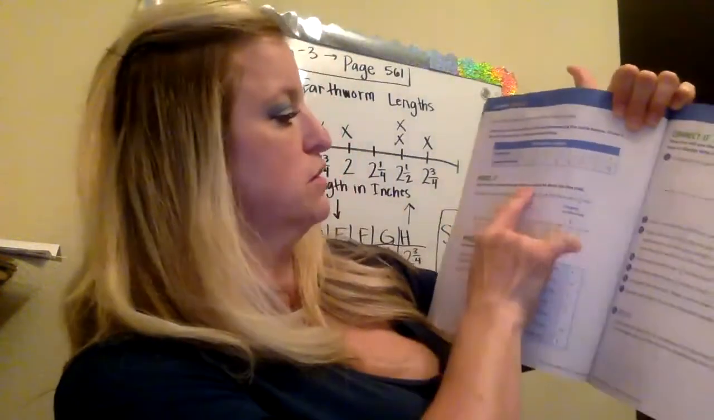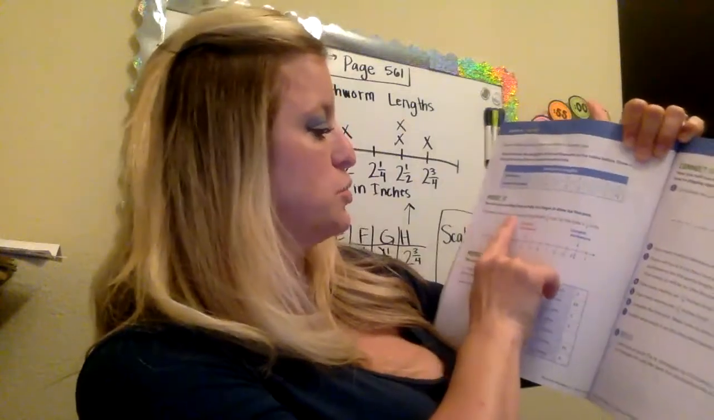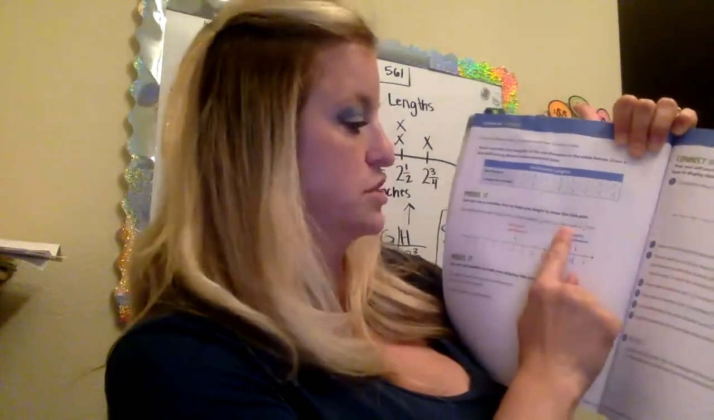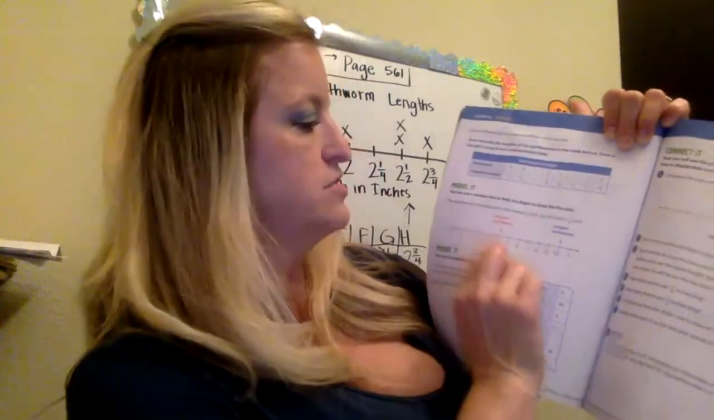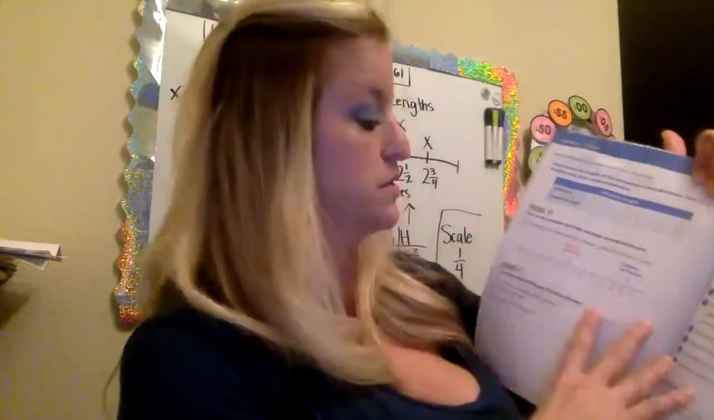You can use a model number line to help you begin to draw the line plot. The earthworms are measured to the nearest 1/4 inch. So the scale is 1/4 inch. If they had been only halves and there wasn't any fourths, then our scale would be in halves. It would be 1/2 would be the scale. But every time you jump, you are jumping by 1/4, so the scale is 1/4.